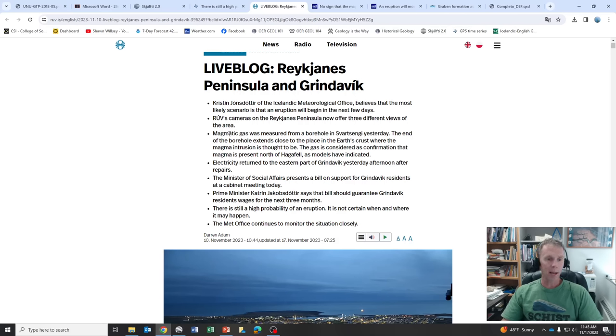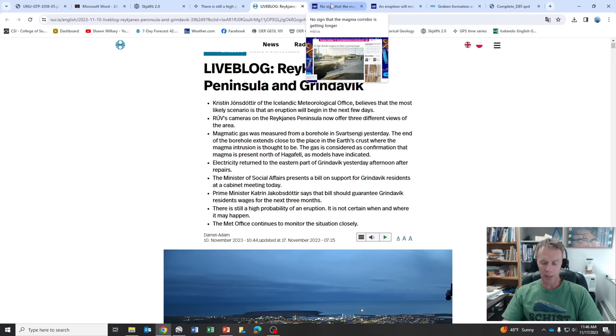So magmatic gases, we looked at that yesterday. There was some power outage in parts of Grindavík, but that was turned back on. They've got a bill supporting residents, so that's good news, and the bill should guarantee residents' wages for the next 3 months. So it sounds like they're moving forward on taking care of these displaced evacuees, so that's great news. Lots of details there, and that's probably a bit of a mess. We're going to stick to the geology mainly, though. There's still a high probability of an eruption. It's not certain when and where it may happen, and that's probably the best bottom line that we have.